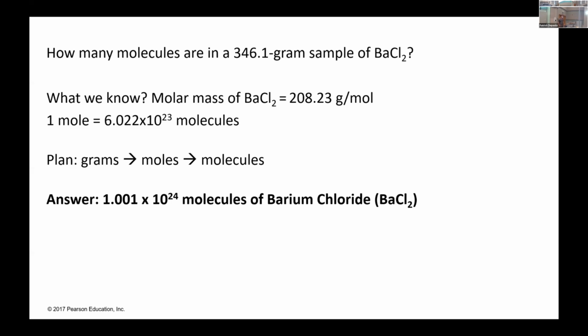I'll leave that for a second. Are there any questions on that? So that's a really good comprehensive problem on everything we learned so far. You got molar mass in there. You have conversion from grams to moles, and conversion from moles to molecules. That's a very good practice question. I'll leave it up for a second.